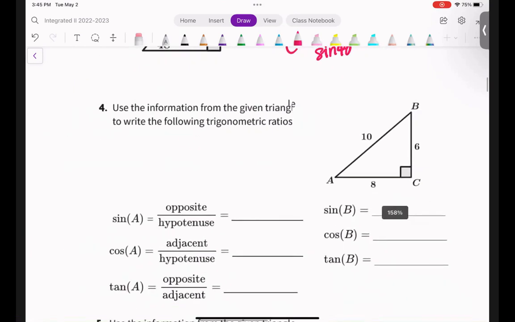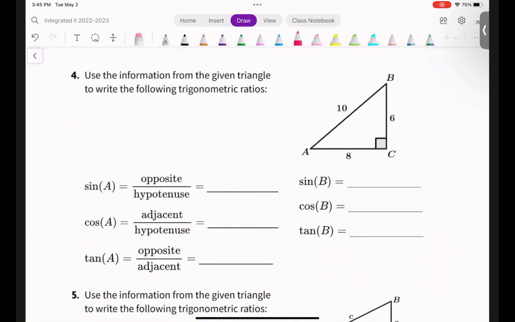Okay, now it says, use the following information from the given triangle to write the following trig ratios. So this is something that you guys know how to do. So I'm going to skip over this and you guys can check your answers with me tomorrow.